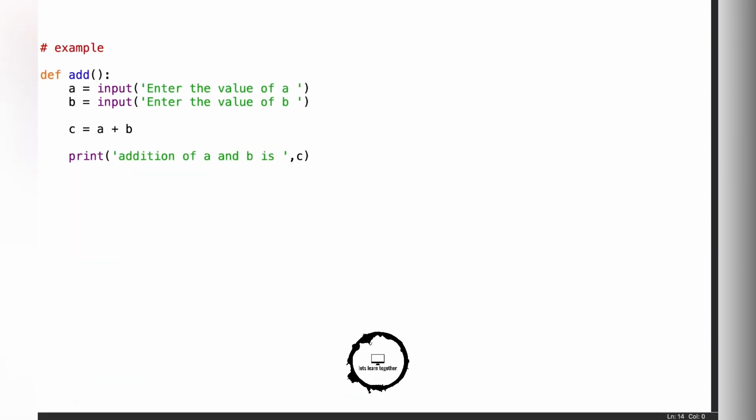Example: we create a function named add, without arguments. It asks the user to enter values for a and b. Then it adds both values and prints it. Let's call the function and run.